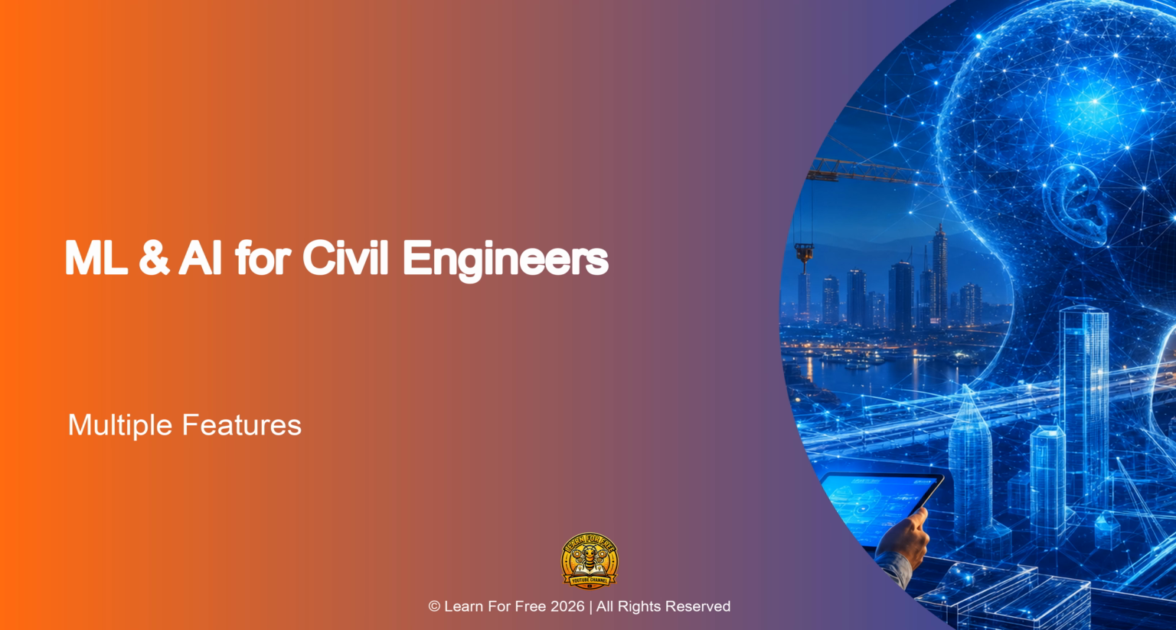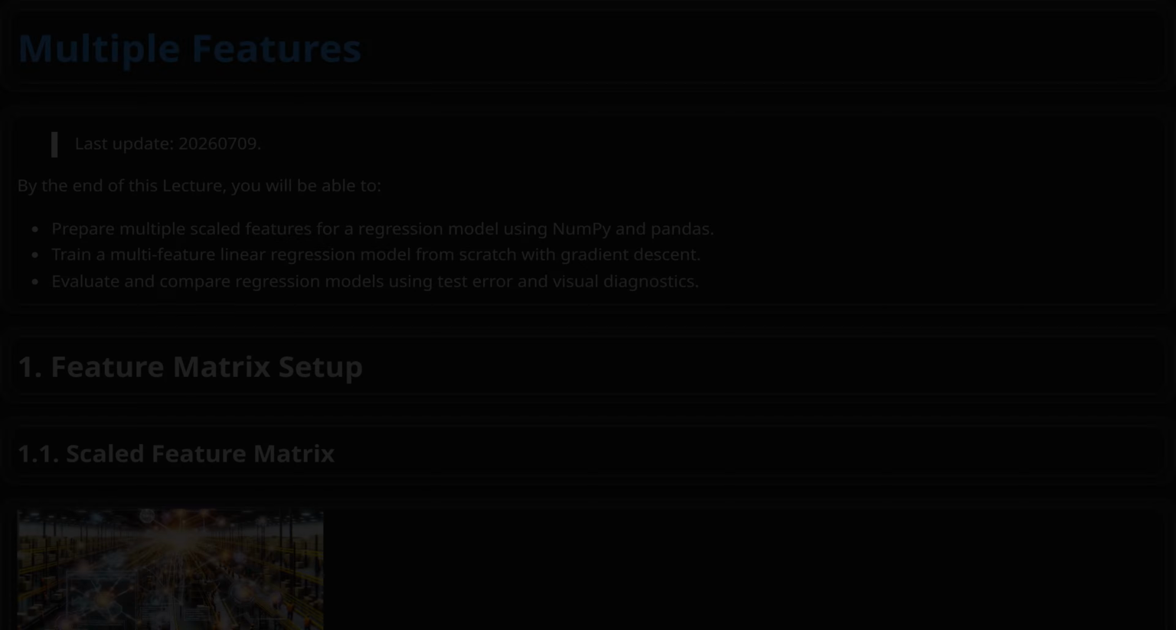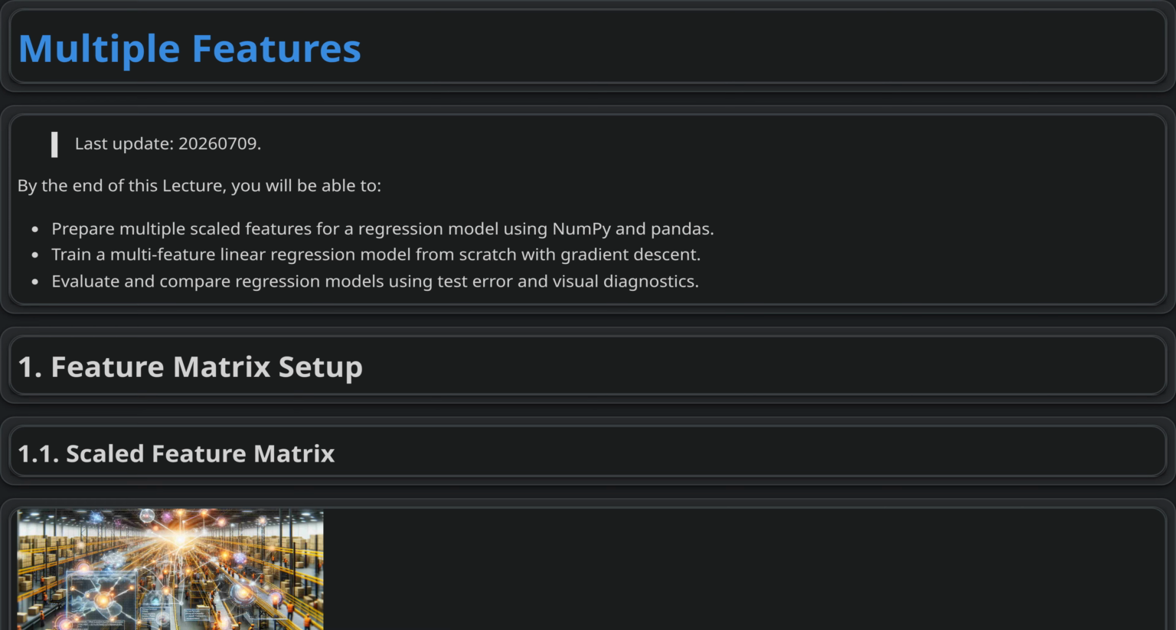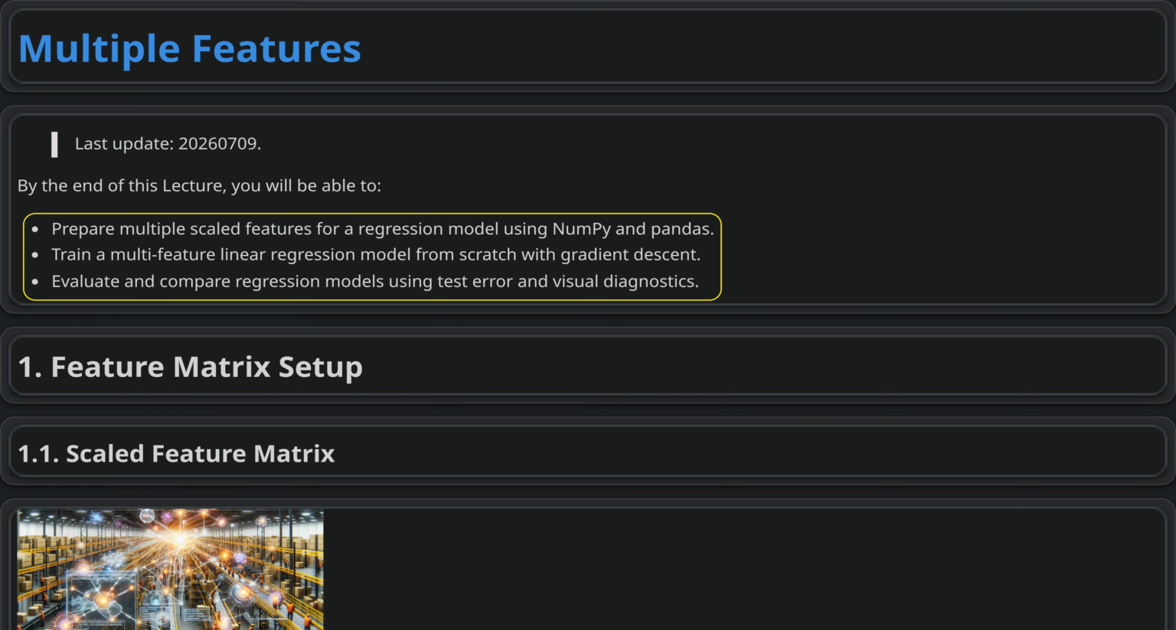Module 4, Lecture B, Multiple Features. By the end of this lecture, you will be able to prepare multiple scaled features for a regression model using NumPy and pandas, train a multi-feature linear regression model from scratch with gradient descent, and evaluate and compare regression models using test error and visual diagnostics.